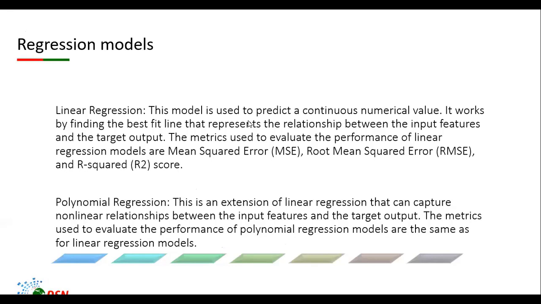So one of the jobs we want to do when we're working with a regression problem is to reduce the error as much as possible. If the error is very wide, that means the model is not doing well. That's pretty much what we talk about when we are building a regression model. And of course, we have polynomial regression. It's just an extension of linear regression that captures non-linear relationships between the input features and your target outputs. The metrics used for evaluating are the same as for your linear regression model. All right, please, we can move on.